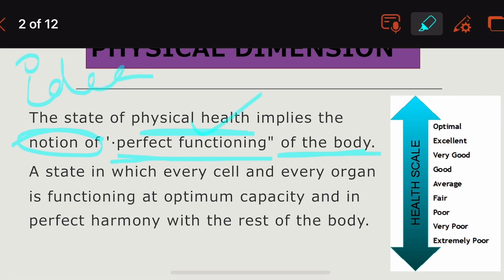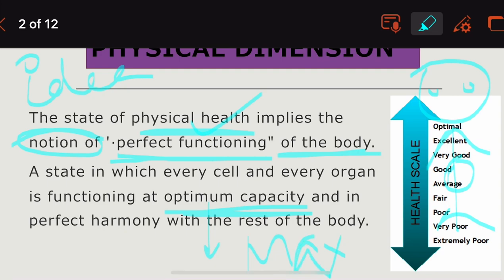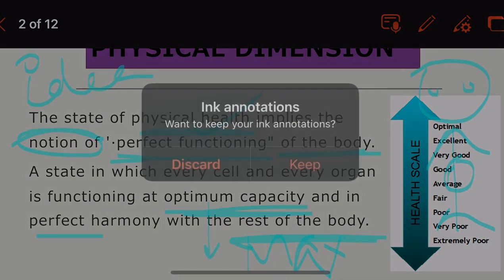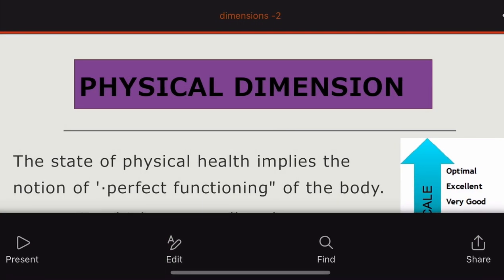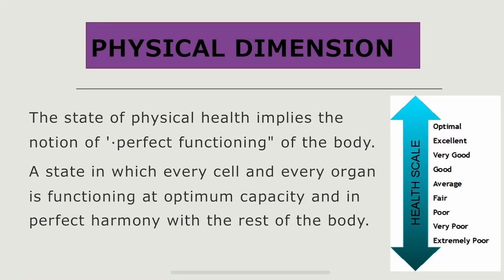It is a state in which every cell and every organ of the body are functioning at the maximum capacity. Optimum capacity is nothing but the maximum capacity, and there is a perfect harmony with the rest of the body. So the entire body is in harmony and the cells are performing at their optimum capacity, which is nothing but physical health. I hope it's clear.